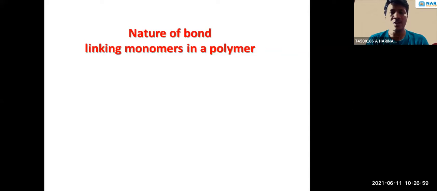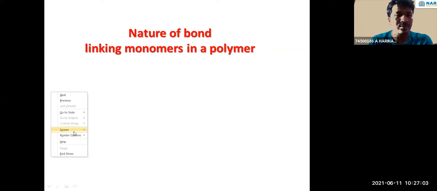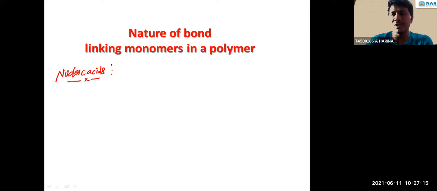So let's see how many types of bonds are present in nucleic acids. How many types? Three, sir. Three types: glycosidic bond, ester bond and phosphodiester bond, and hydrogen bonds. Three types, remember, very, very important.